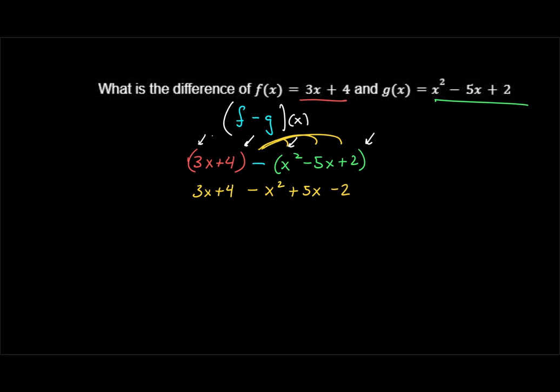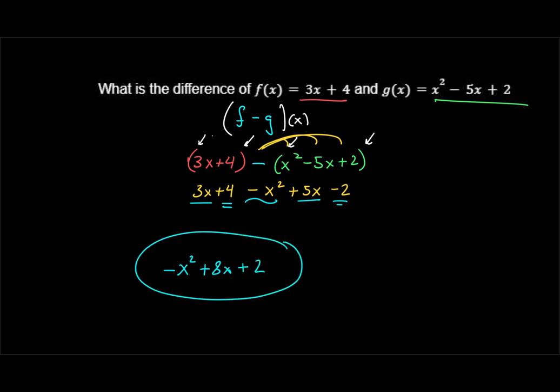And after doing so, we're going to combine like terms. I prefer to write it in standard form, so that's what I'm going to do here. So my highest power is x squared. So negative x squared comes down. Then we have 3x and 5x to make 8x. And then lastly, 4 minus 2 is 2. So this is the result, or the difference between f and g.